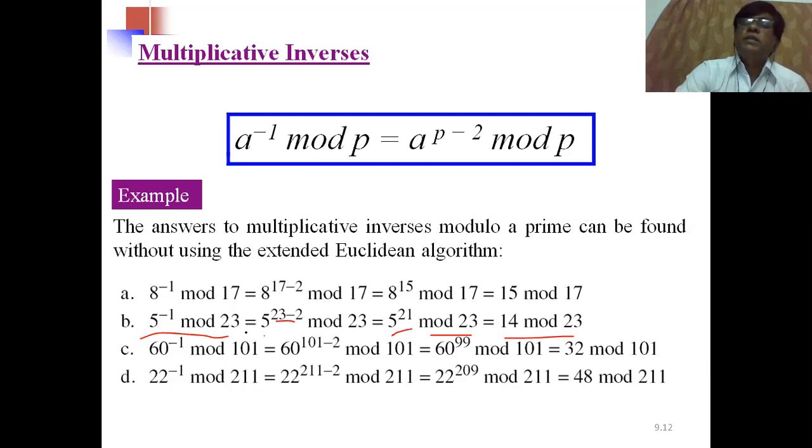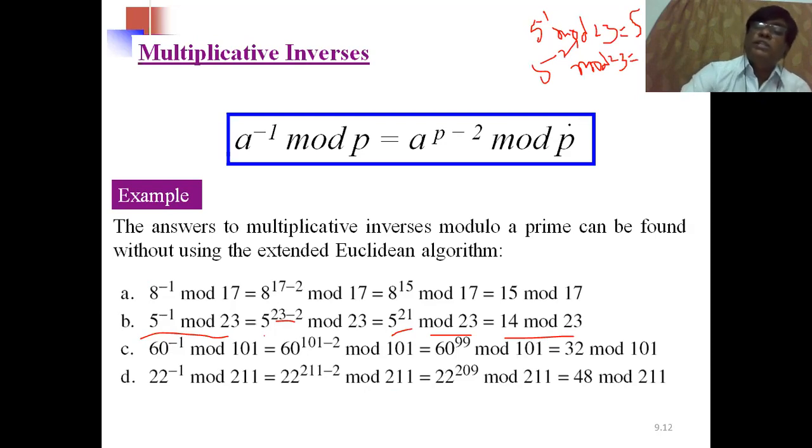For that purpose, you have to calculate first 5 power 1 mod 23. Naturally, it is equal to 5. 5 power 1 means 5. 5 mod 23 means 5. Then calculate 5 square mod 23. 5 square means 25. 25 mod 23 means 23 once 23. 25 minus 23 is 2. So 5 square mod 23 is 2.